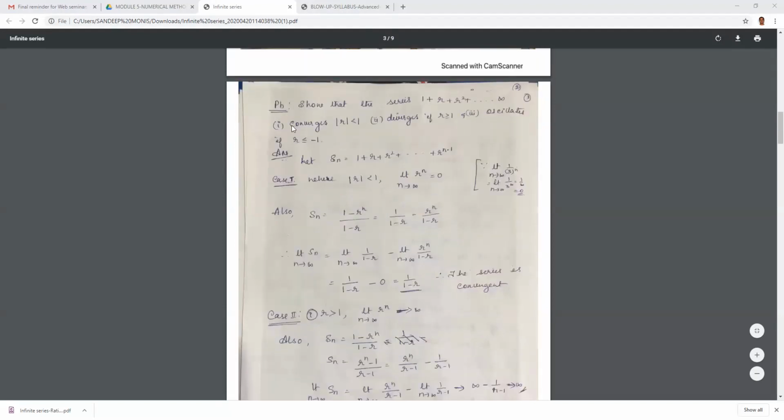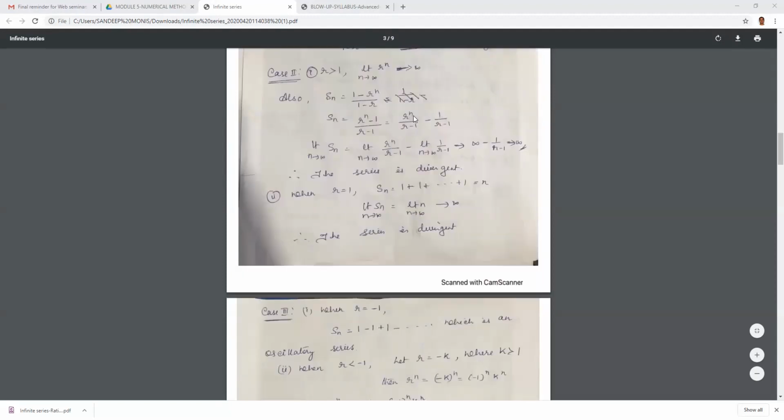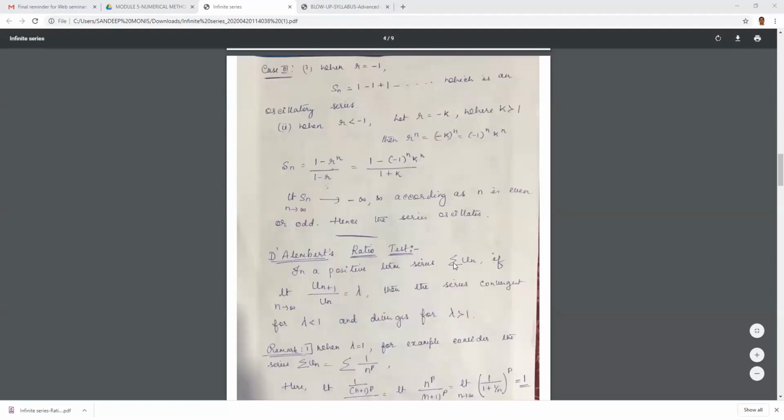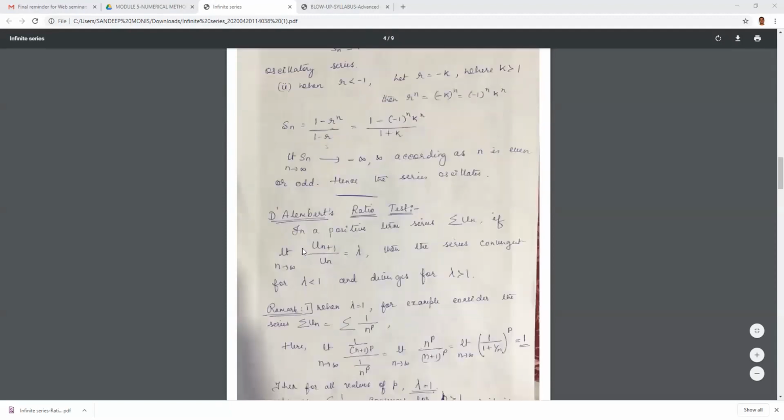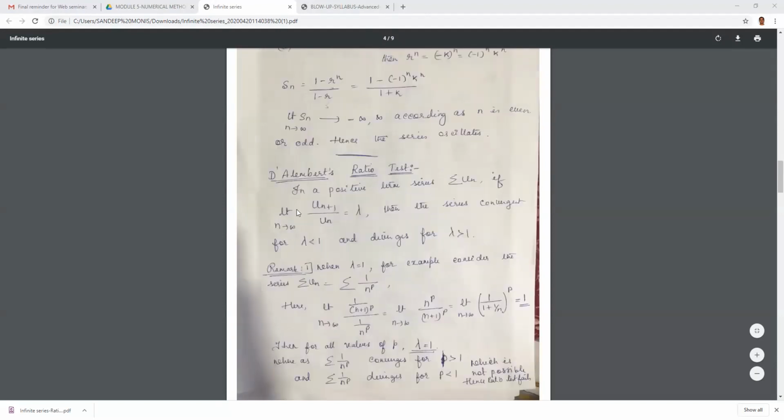In the last recording, we were in this problem, correct? So, let me start now. First test, D'Alembert's ratio test. So, the first test is called D'Alembert's ratio test. Now, what does this test say? This is the statement of the ratio test.